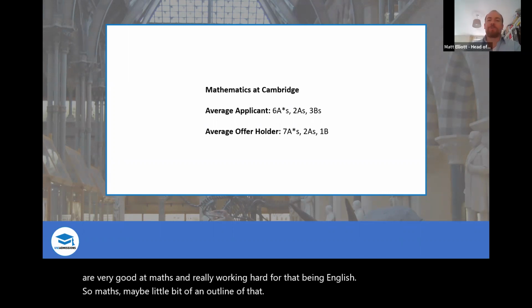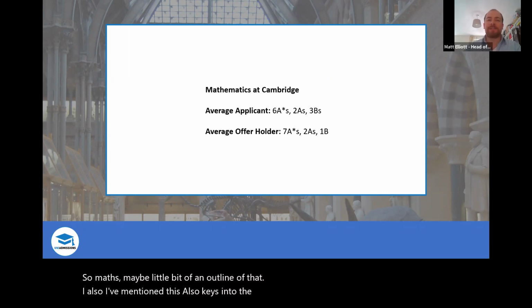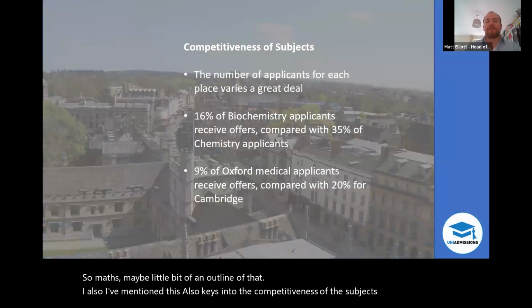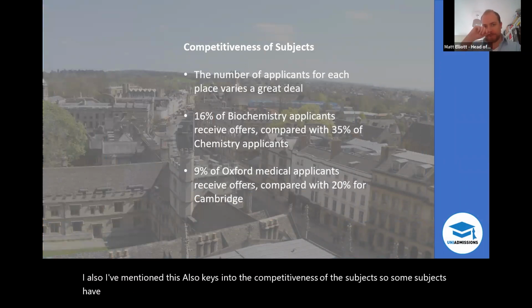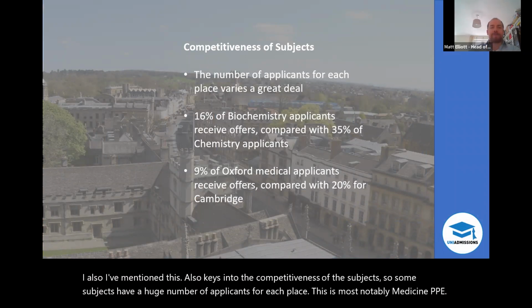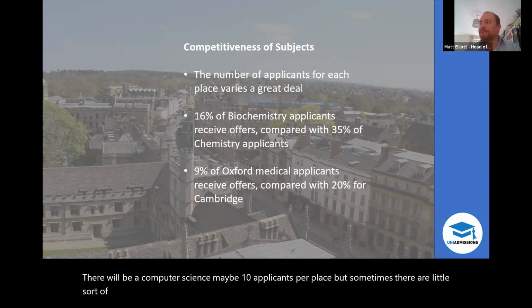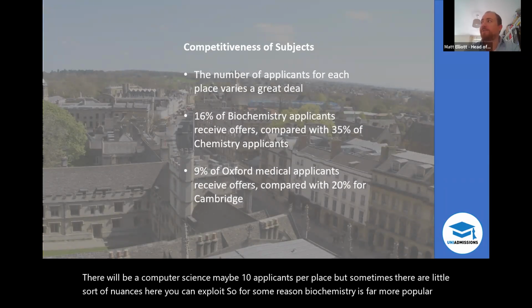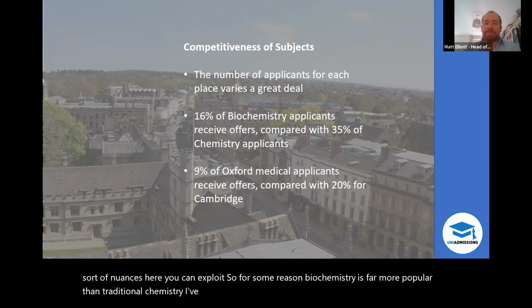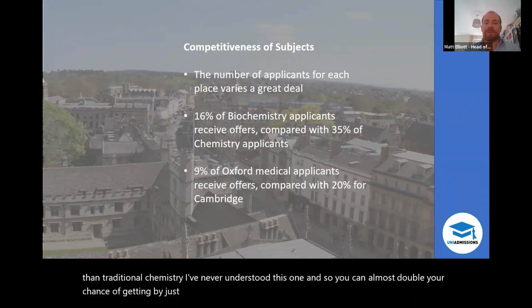As I've mentioned, this also keys into the competitiveness of the subjects. So some subjects have a huge number of applicants for each place. This is most notably medicine, PPE. There will be computer science, maybe 10 applicants per place. But sometimes there are little nuances here you can exploit. So for some reason, biochemistry is far more popular than traditional chemistry. I've never understood this one. And so you can almost double your chance of getting in by just swapping preference from biochemistry to chemistry.